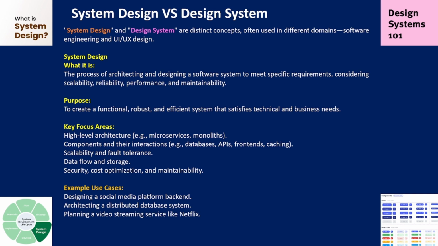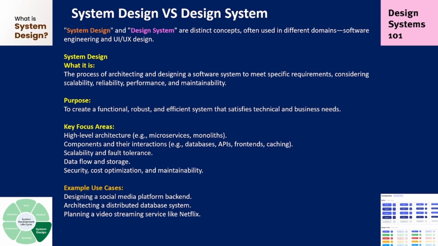It is the purpose of architecting and designing a software system to meet specific requirements, considering scalability, reliability, performance, and maintainability. That is system design, guys. The purpose: create functional, robust, and efficient systems that satisfy technical and business needs. Key focus areas: high-level architecture, for example microservices, monoliths, components, their interactions, databases, APIs, front ends, caching, everything, guys. Scalability and fault tolerance, data flow, storage, security, cost optimization, and maintainability.